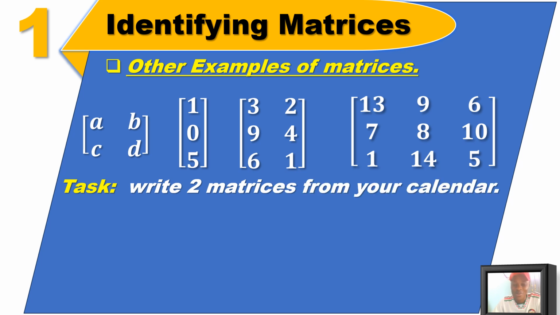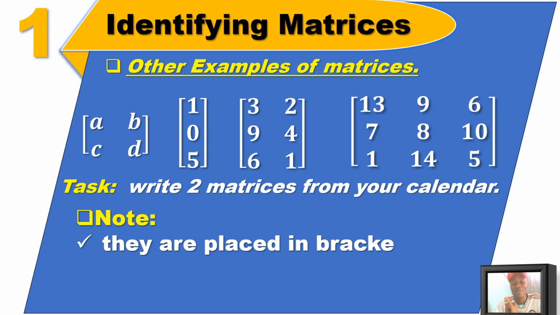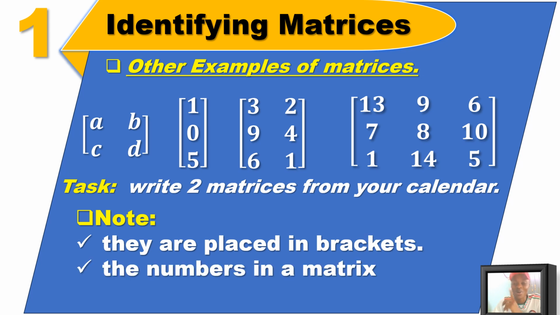Just try to write two matrices from your calendar. Imagine you are not restricted. You know which days are there, and which month you are representing. So just putting any square or rectangular arrangement will give you a matrix. But you must put the matrices in brackets. You don't just throw about numbers. You have to put them in brackets.